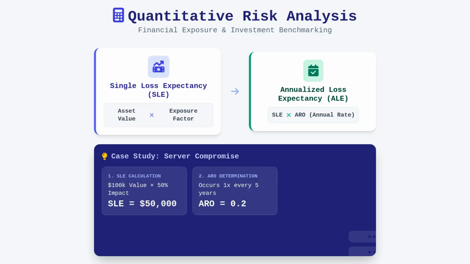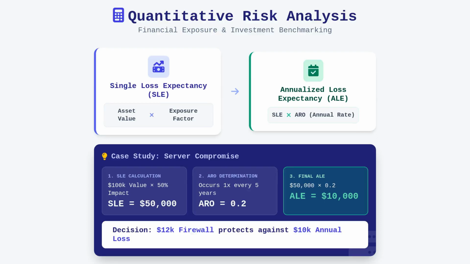If statistical data suggests this event happens once every 5 years, your annualized rate of occurrence is 0.2. Multiplying 50,000 by 0.2 gives you an ALE of $10,000, which provides a clear budget benchmark for potential security controls. This calculation allows a security professional to argue for an investment, such as a $12,000 firewall that prevents that specific $10,000 annual loss.